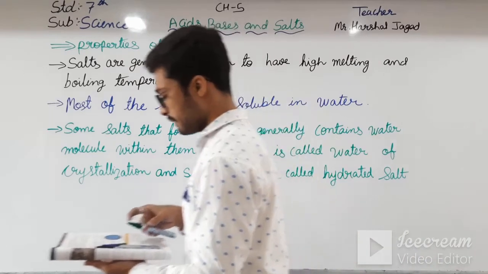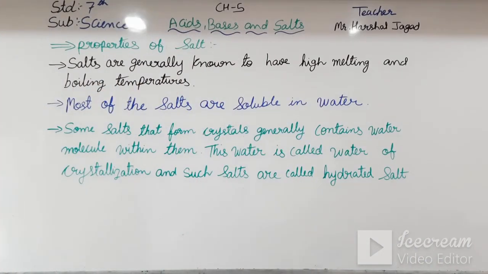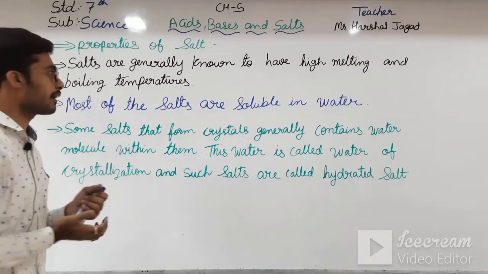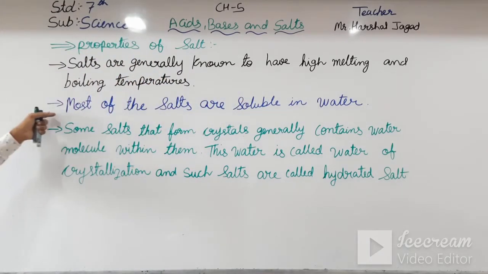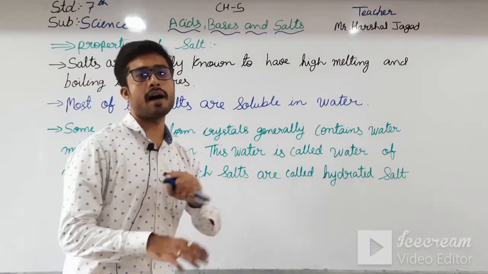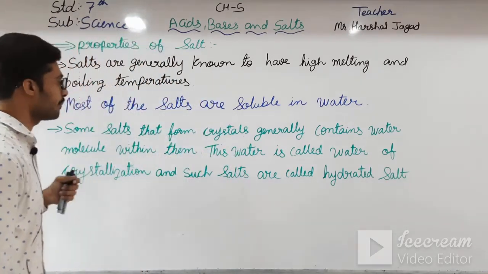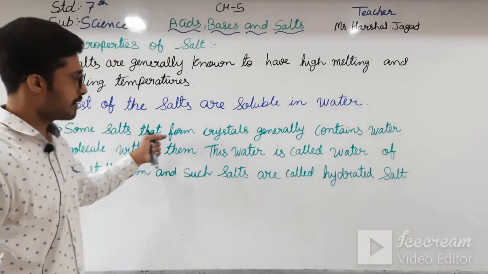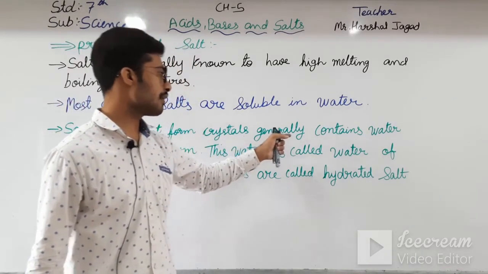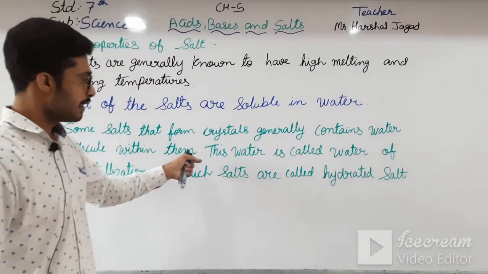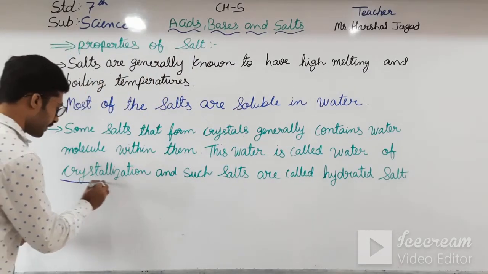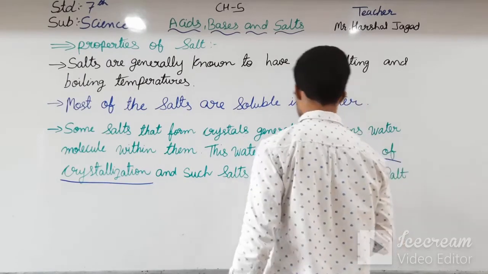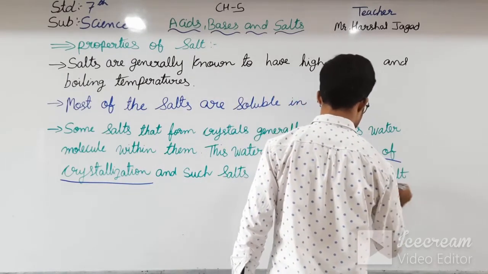Okay students, let us see the properties again. Salts are generally known to have high melting point and boiling points. Most of the salts are soluble in water, but some are not soluble in water. We have seen those examples. And see this point, some salts that form crystals generally contain water molecules within them. This water is called water of crystallization, and such salts are known as hydrated salt.